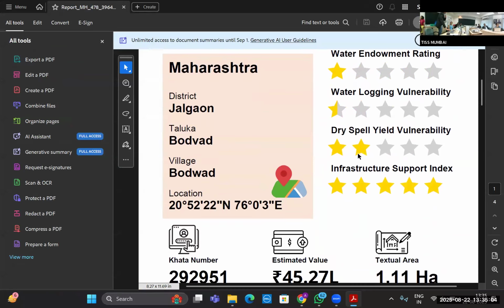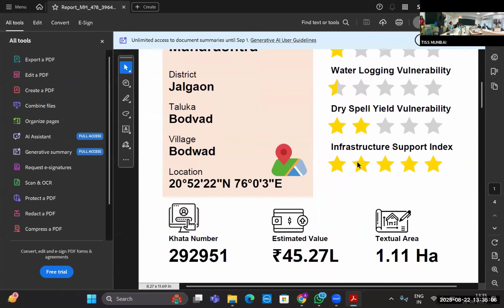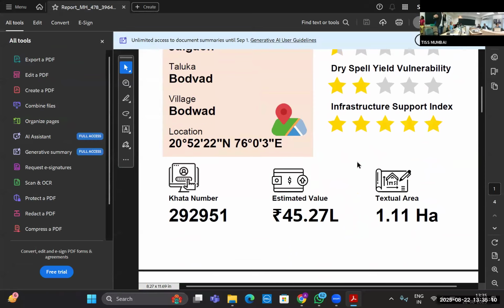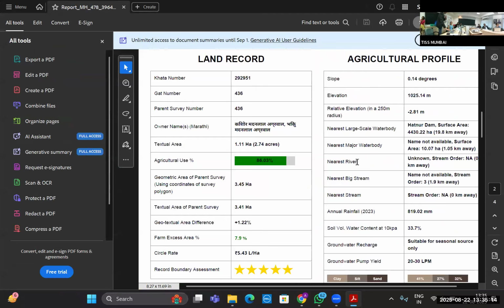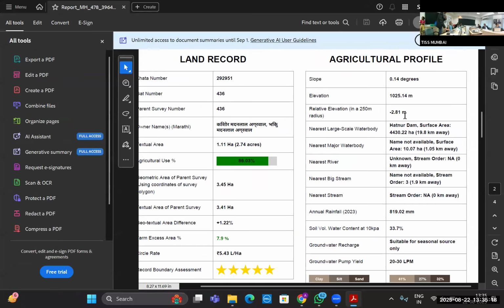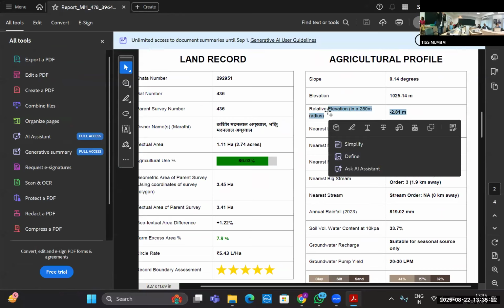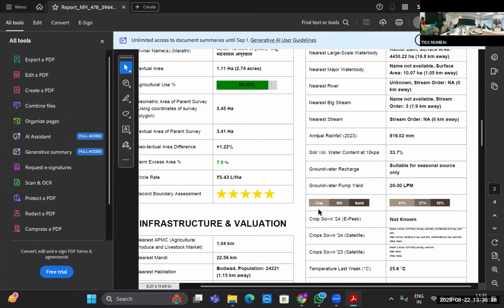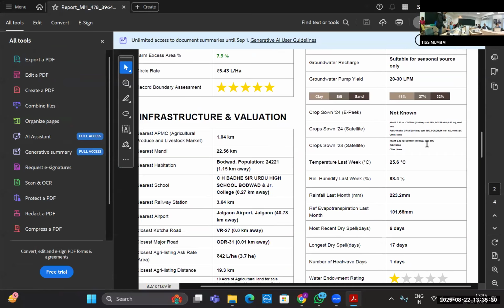I'll tell you why. Is the development in-house? Yes. So estimated valuation, risk value vulnerability, and so on. And we get to why waterlogging vulnerability is such a concern. Because of its relative elevation, it's in a relative valley, at negative 2.3 meters. So the water collects there, it's near a stream, and so on.